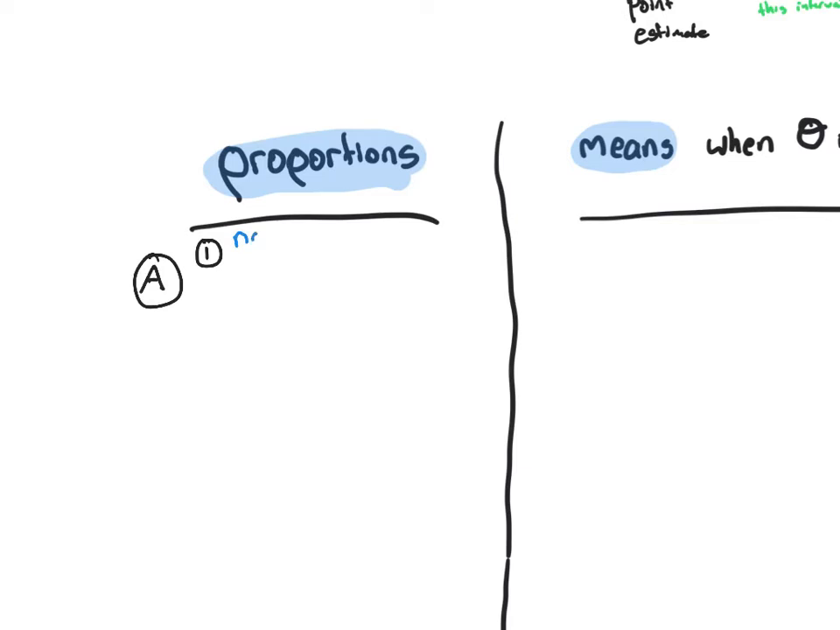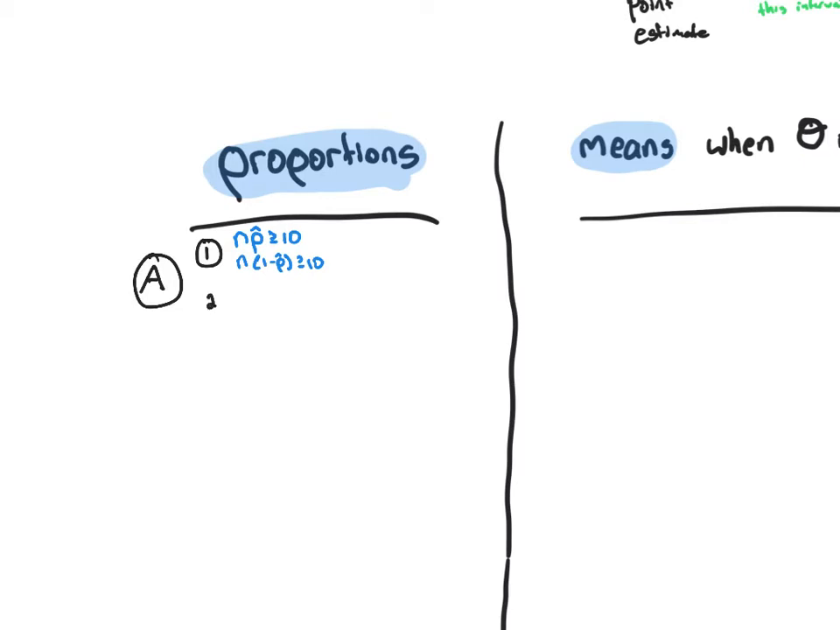So we need to make sure that n times p is greater than or equal to 10, n times 1 minus p is greater than or equal to 10. Now, if you aren't given a p-value, which is usual, use p hat. You always use the next best thing. If you're given p, use it. If you don't have p, use p hat. If you don't have a p hat, use 0.5.